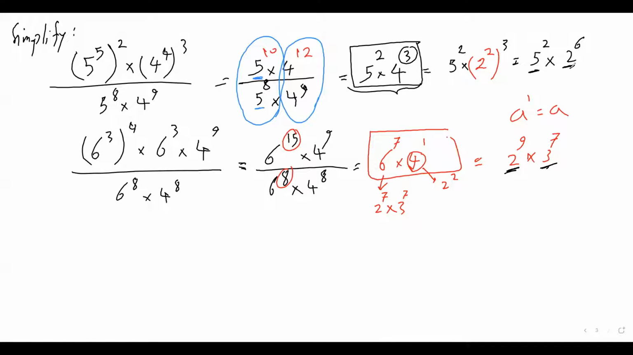Same thing here. All right, so then we get to zero index and negative index. What does that mean? You might already know that when a number is raised to the power of zero, doesn't matter what it is, the answer is always one.